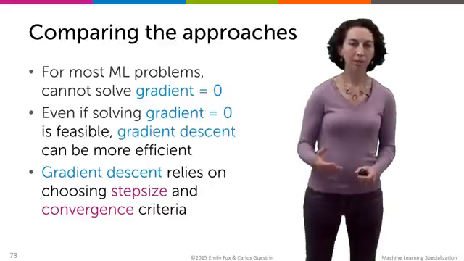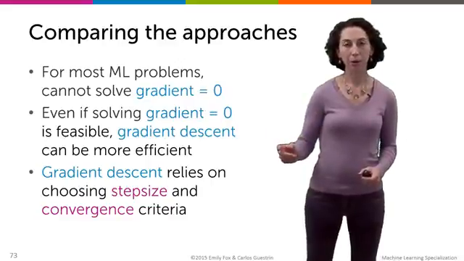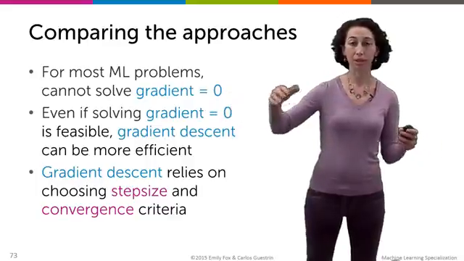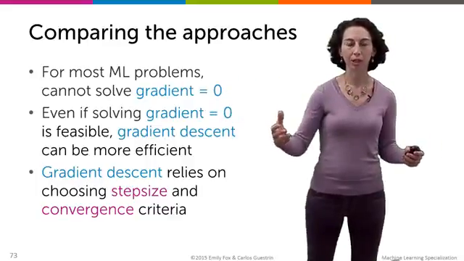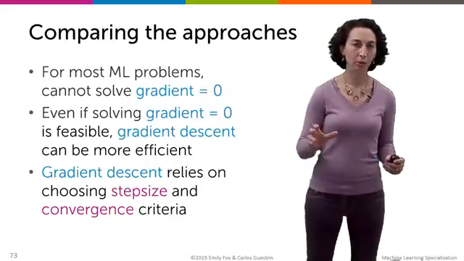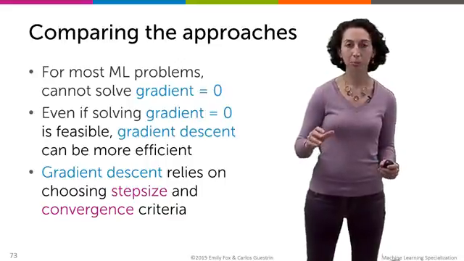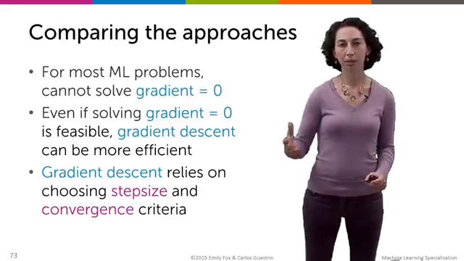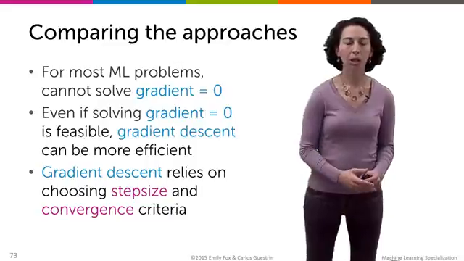And likewise, as we're going to see in the next module, where we turn to having lots of different inputs, lots of different features in our regression, even though there might be a closed form solution to setting the gradient equal to zero, sometimes in practice it can be much more efficient computationally to implement the gradient descent approach.